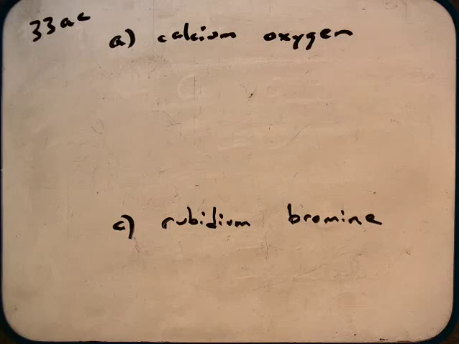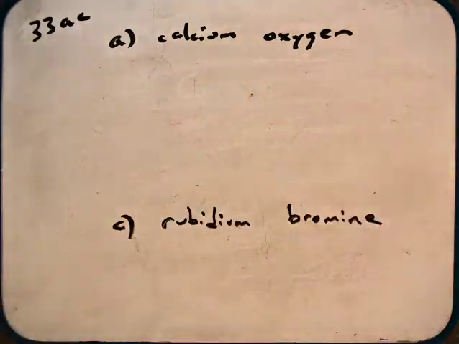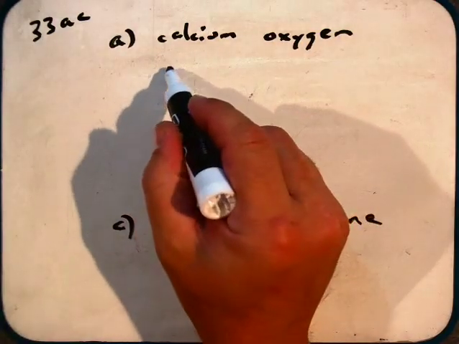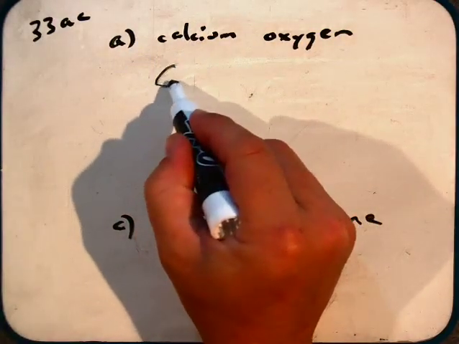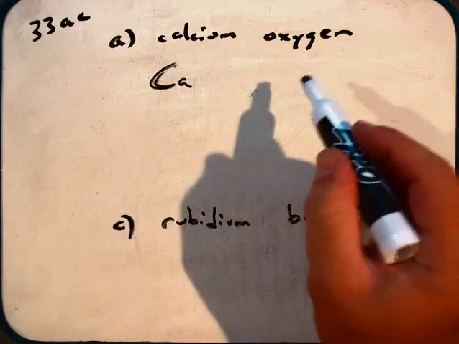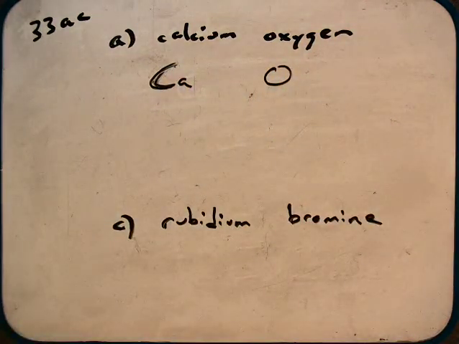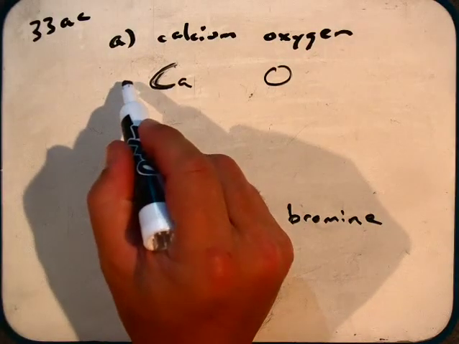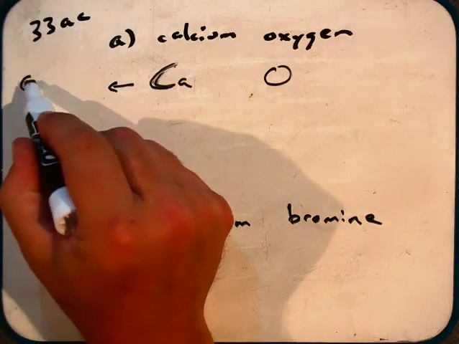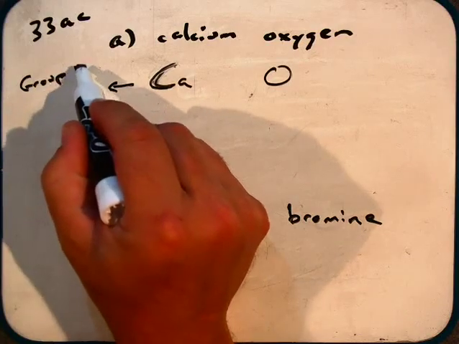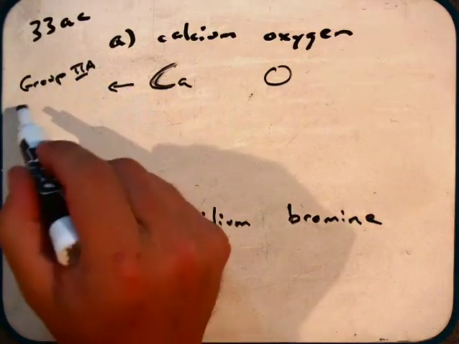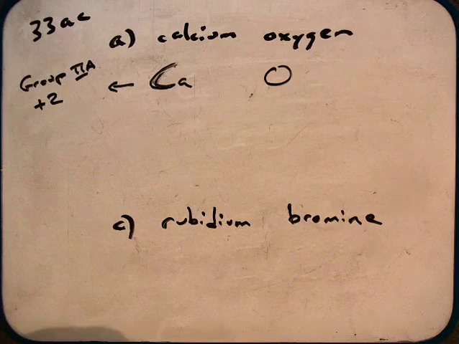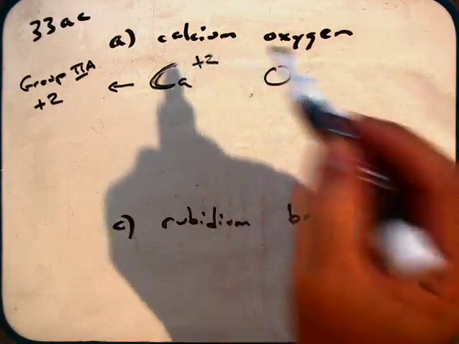bromine. So in order to come up with the formula for these two elements coming together to form a compound or a molecule, we first have to simply go to the periodic table and get the elemental symbol. Calcium's elemental symbol is Ca, oxygen is O. If we look a little bit further, we see that calcium is part of group 2A. And remember, these guys always love to have a +2 charge.